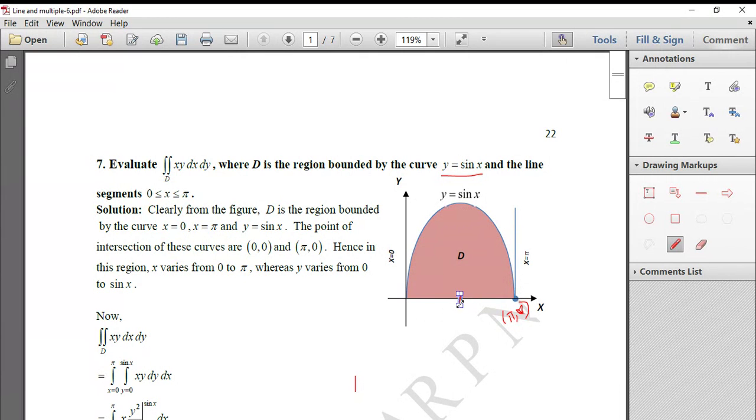Now remember, while evaluating a double integral, you should be careful. And what about this point? This is the origin. x is 0, y is also 0. Now, for evaluating this double integral, we have to find the range for the x and y axes. That's it.